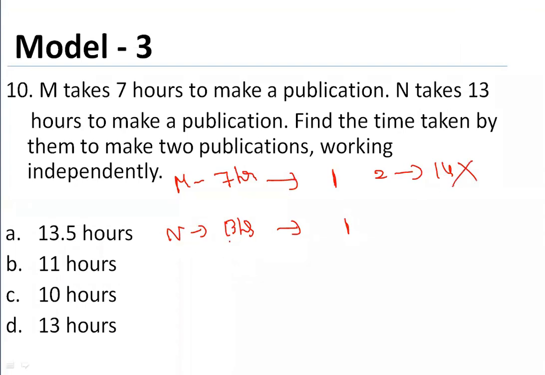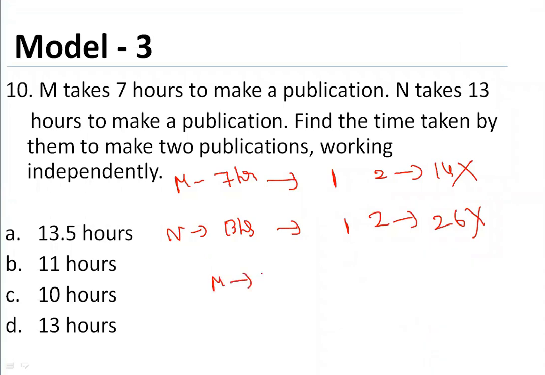Let's see N. If you are trying to make the two publications with the help of N, then one publication is 13 hours, so two publications N will take 26 hours. Okay. So 26 hours is also not there in the options. What is the thing that you have to do? What is the other way? You want two publications anyway, and you have to answer out of the options.